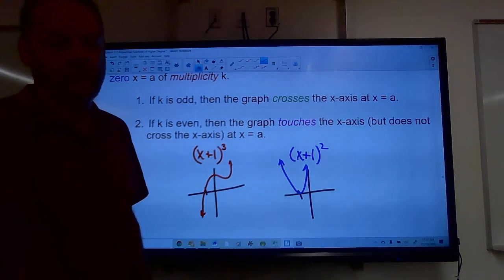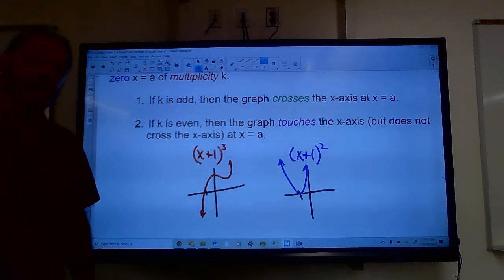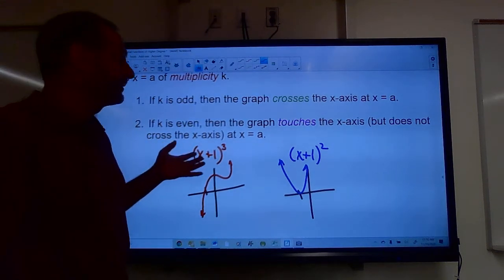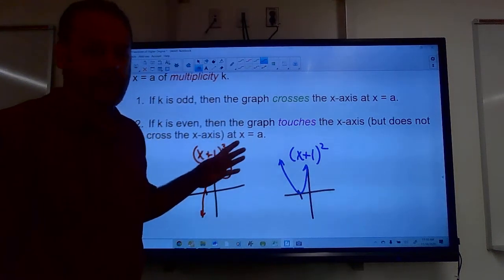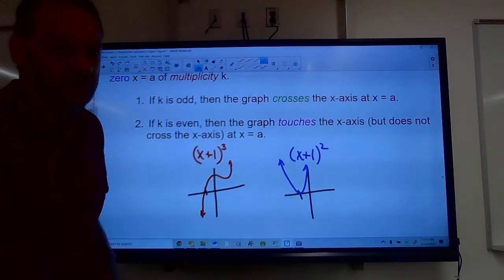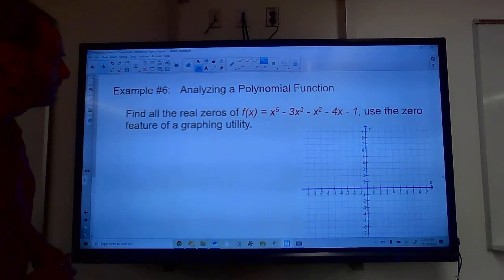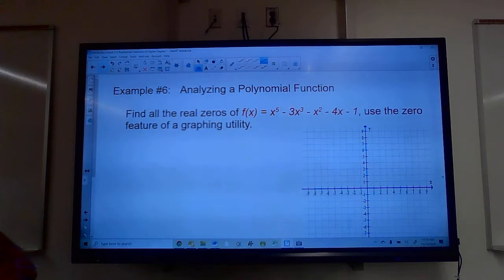Multiplicity will tell you whether you cross the graph or touch the graph. And what we're going to do later is analyze graphs where I'm going to give you a complicated graph, and you're going to be able to draw the graph without hardly putting any points on there. You're just going to know a bunch of stuff about that graph by looking at it. Okay, analyzing a graph of a polynomial function. So find all the real zeros of f of x equals x to the 5th minus 3x cubed minus x squared minus 4x minus 1.